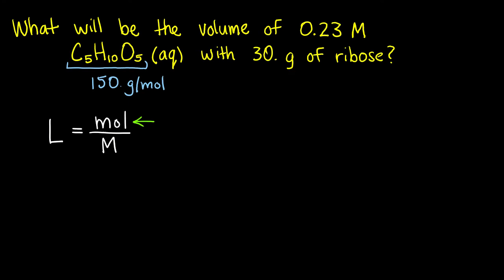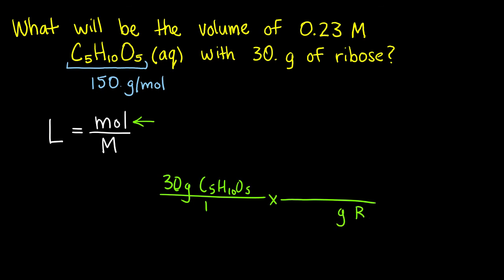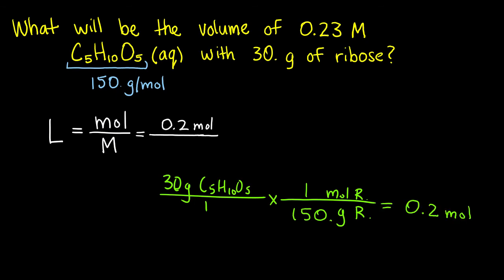We need to convert the mass of ribose into moles of ribose. 30 grams of C5H10O5 turned into moles. I'm going to use R to abbreviate ribose. 1 mole of ribose has a molar mass of 150 grams. 30 divided by 150 is 1 over 5, which is 0.2 moles.